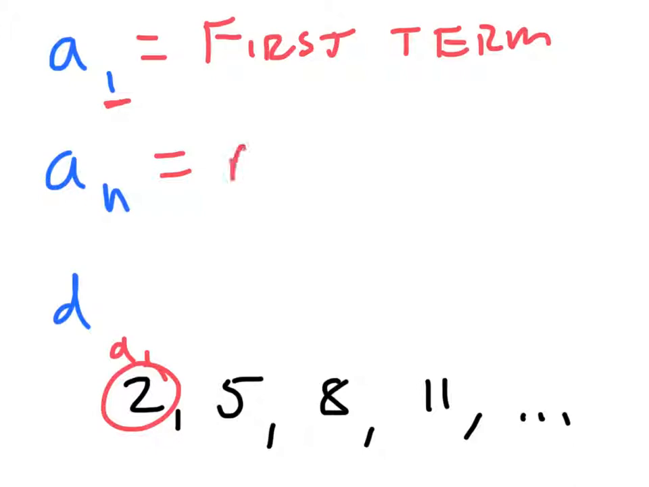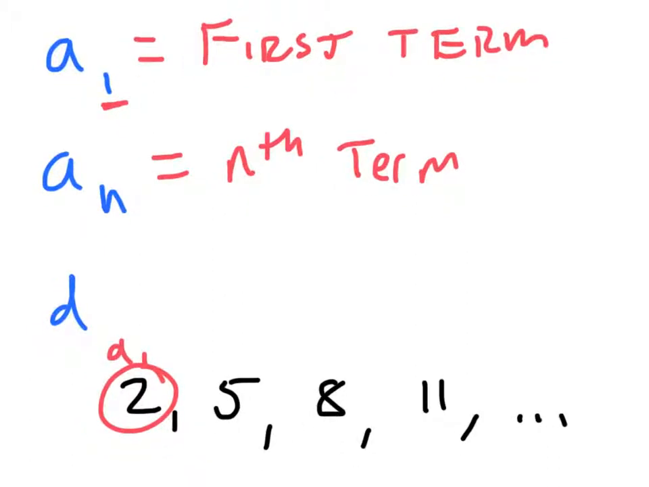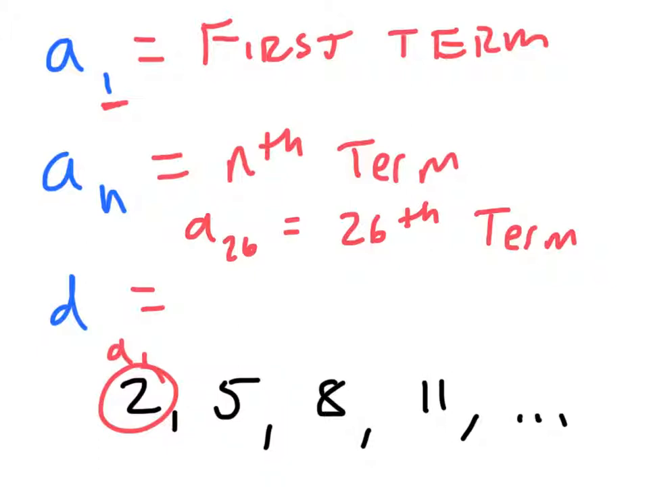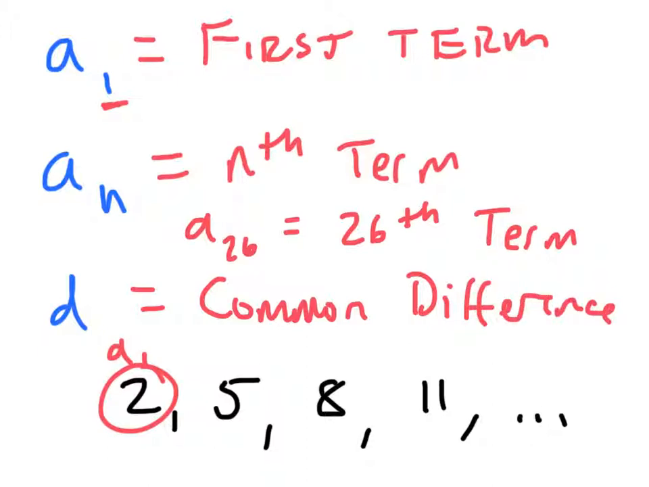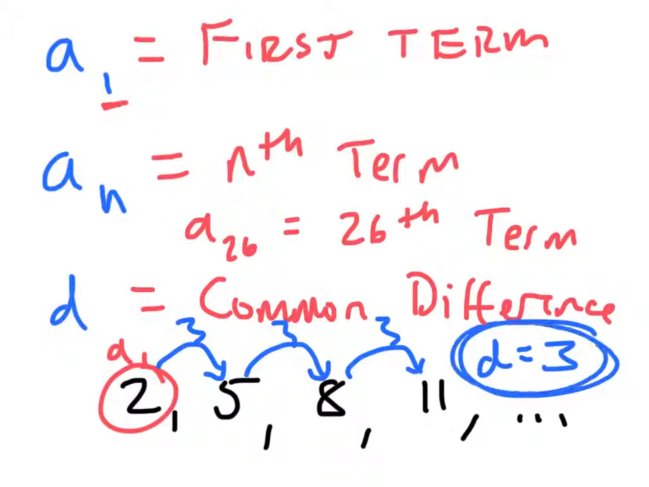A sub n means the nth term. So that could be like the 26th term if I say a sub 26 would be the 26th term. And lastly, this d means the common difference. Now a common difference in this example, to go from 2 to 5, it would be 3. To go from 5 to 8, it would be 3. 8 to 11 would be 3. So the common difference in this sequence would be 3.